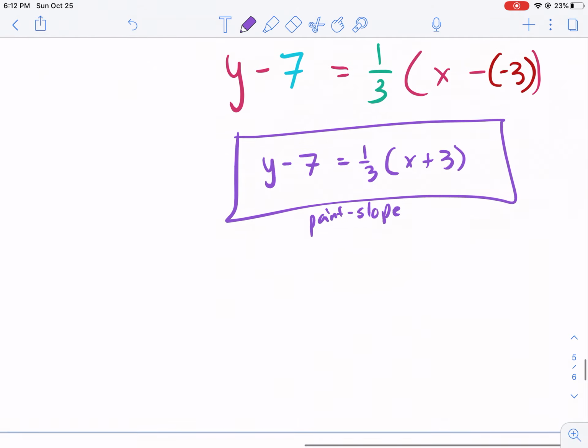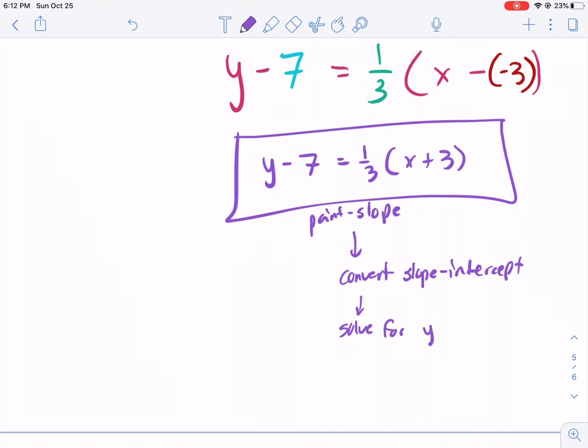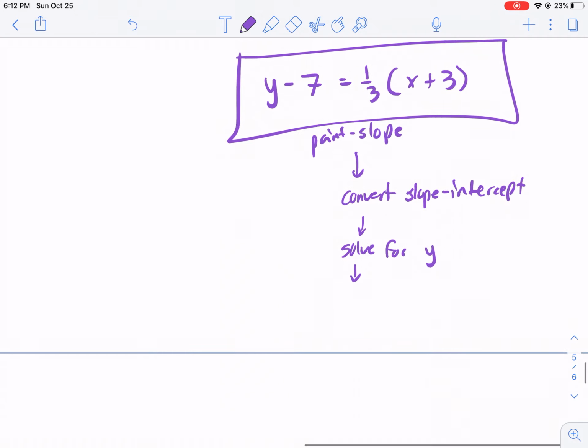But if it did ask you to convert to slope-intercept form, it's pretty simple. You just solve for y. Okay, so we solve for y. Okay, last one. So we have y minus 7 equals 1/3 x plus 3. We're going to distribute first.